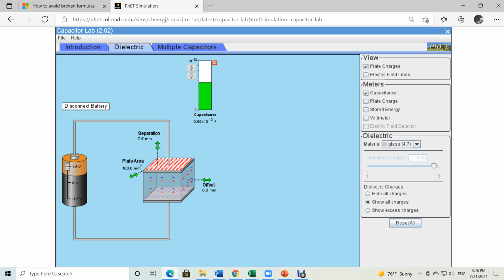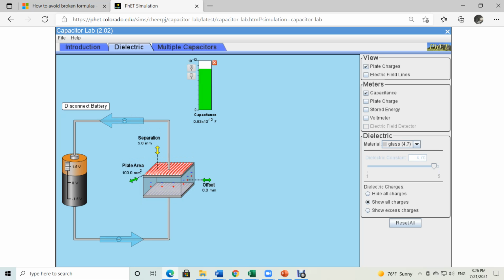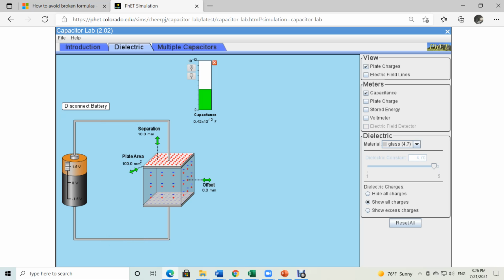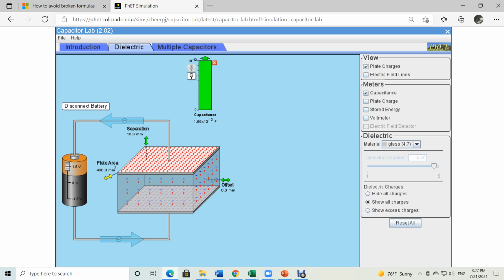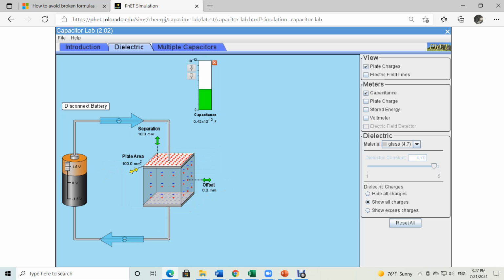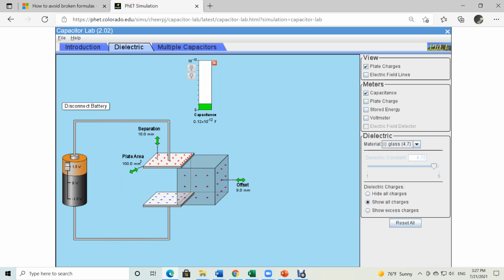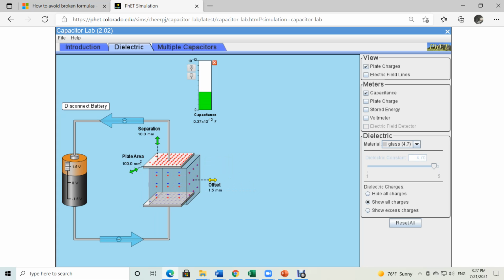So there are three ways of changing the capacitance. Oh, actually there are four ways of changing the capacitance, right? By plate separation, plate area that we didn't do. Let's see. It doesn't change the area. Interesting. Oh yeah, here you go. I can change the area finally, right? We can insert different dielectrics, and then we can change the offset of the dielectric. So there are four different ways of changing the capacitance of a capacitor.